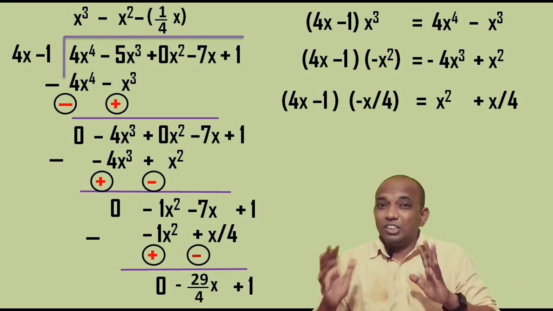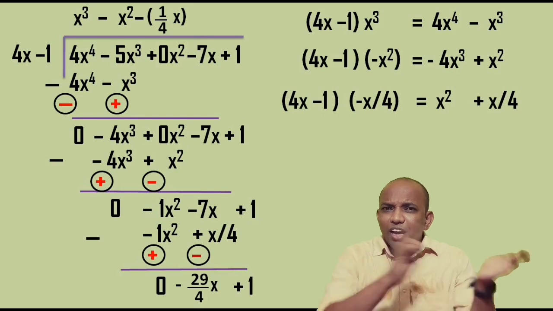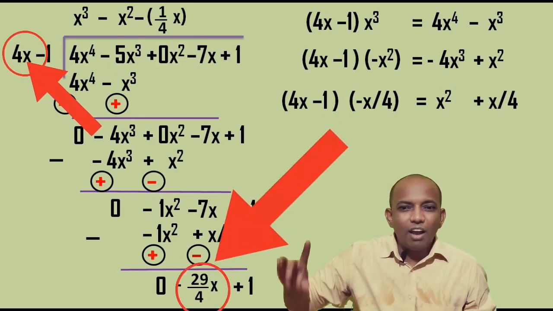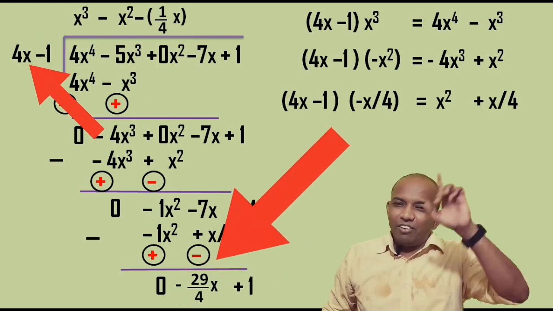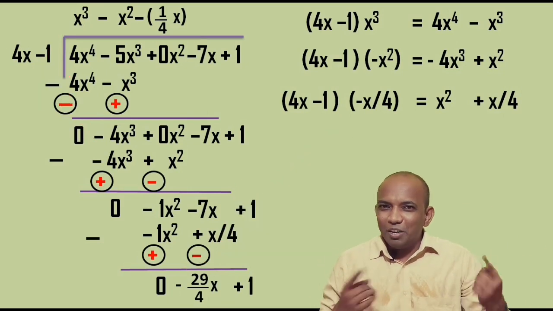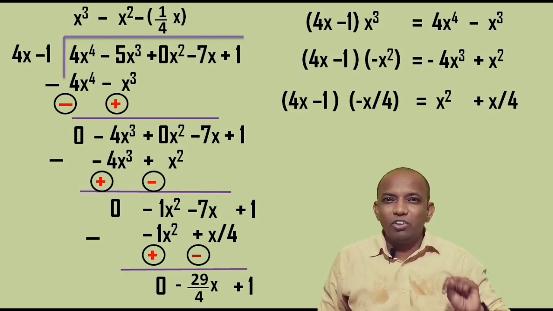Yes, the division is not yet finished, right? Now what to do? Again, the way I told you. Observe the first term. We have minus 29x upon 4 as the first term, and first term of the divisor we have 4x. What to do? Observe the numbers. Again, do we have 29 upon 4 in the table of 4?